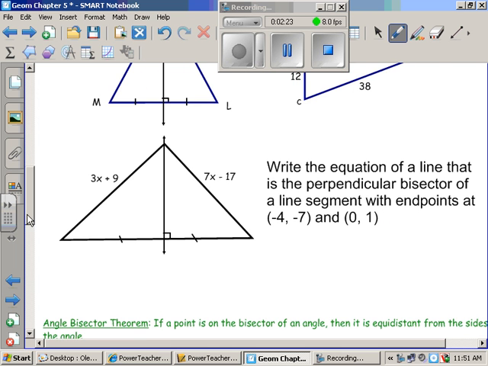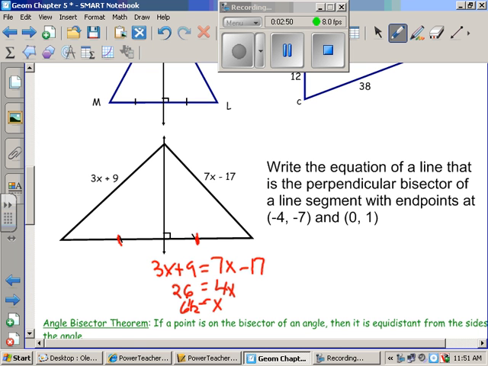And again, it's a perpendicular bisector because it's perpendicular and it bisects the bottom part here, which means these two distances are equal. So 3x plus 9 is equal to 7x minus 17, or 4x is equal to 26. So x is equal to 6.5.